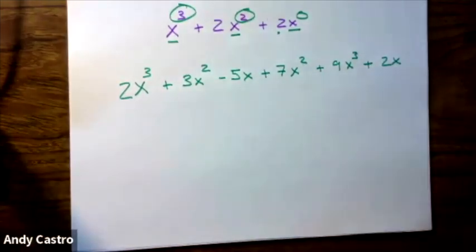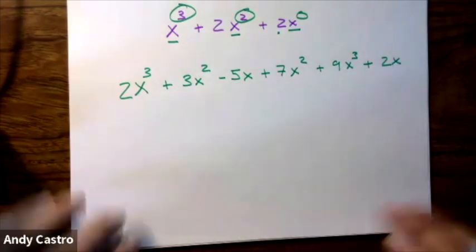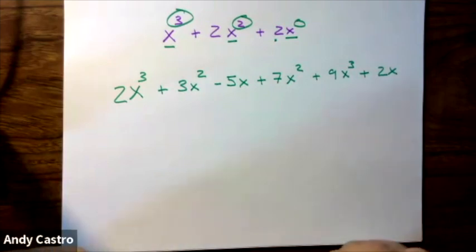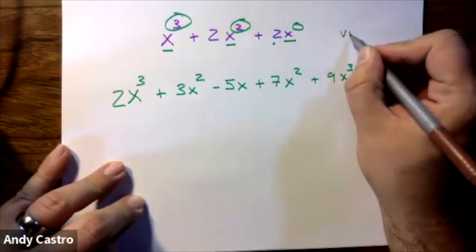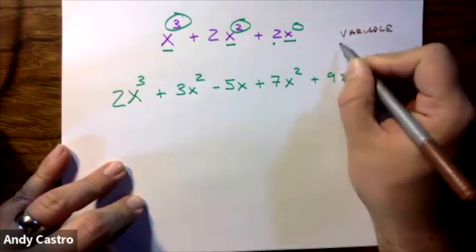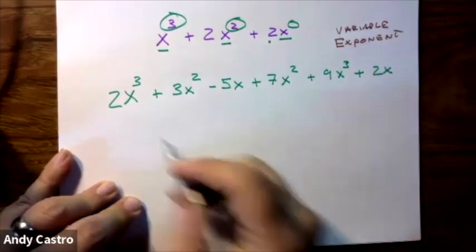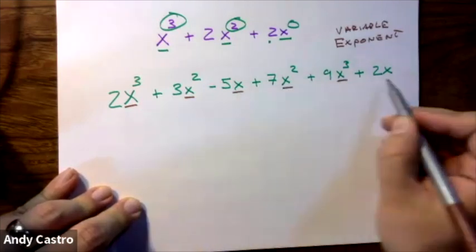Okay, so now I'm going to give you another one. We have 2x cubed plus 3x squared minus 5x plus 7x squared plus 9x cubed plus 2x. Now here, the answer is yes and no. Somebody just messaged in, hey, I think you could probably simplify that. That is correct, and that's what I'm going to show you. We can combine some of these together, but we can't combine all of them. So what we have to look for are things with the same variable and the same exponent.